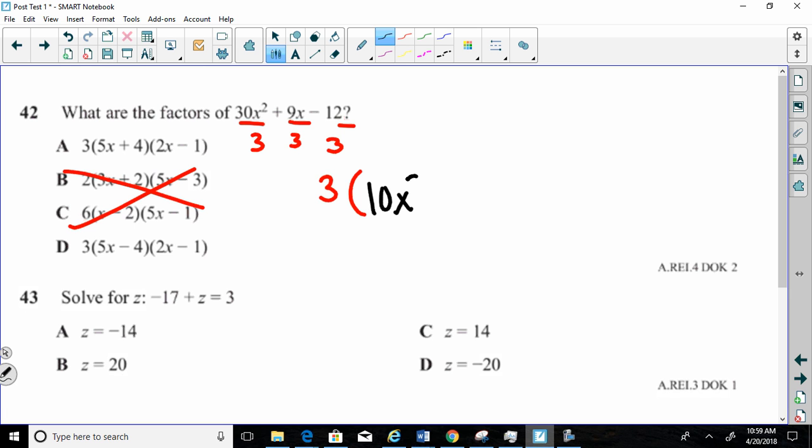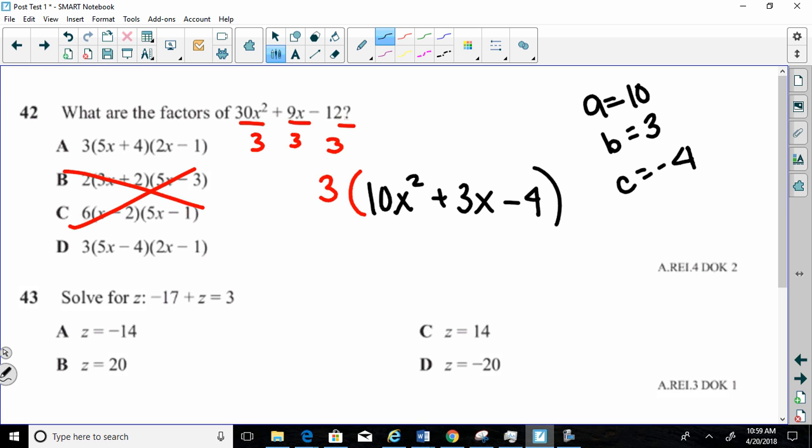Because now I have 10x squared plus 3x minus 4. You guys are going to need to know how to factor when a is greater than 1. So what is a? 10. What's b? 3. What's c? 4. Remember, factoring is the ACB. They're never going to say ACB. You just need to know that factoring is ACB.